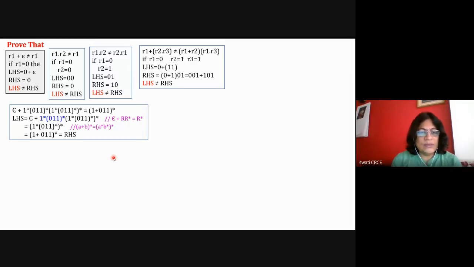Okay. So any doubt in this? You need to remember some of these identities, apply them and simplify the equation. So it's simple mathematics.